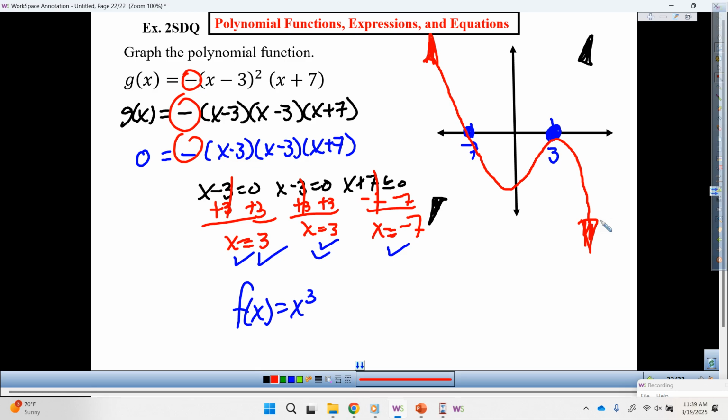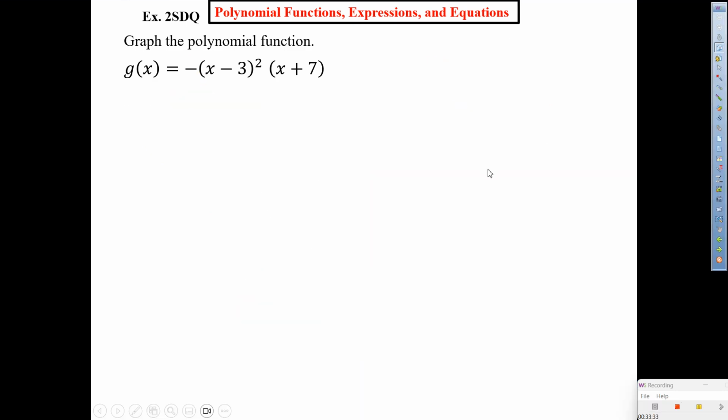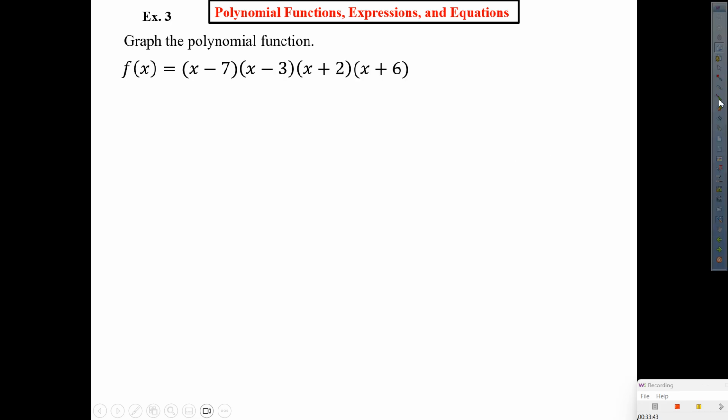Hands if you got that. All right, from 1 to 5, how sure are you with this so far? All right, let's crank it up a bit. Copy this one, example 3. F of x equals x minus 7, x minus 3, x times x plus 2 times x plus 6. You should be able to do this one completely. I'll give you guys a head start. Copy and go.